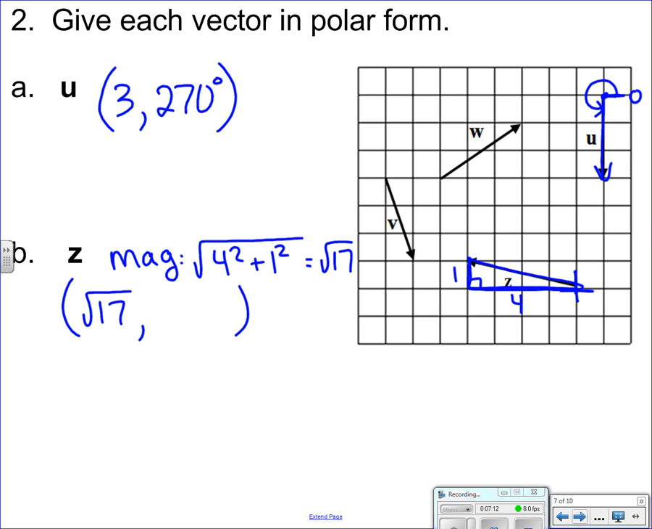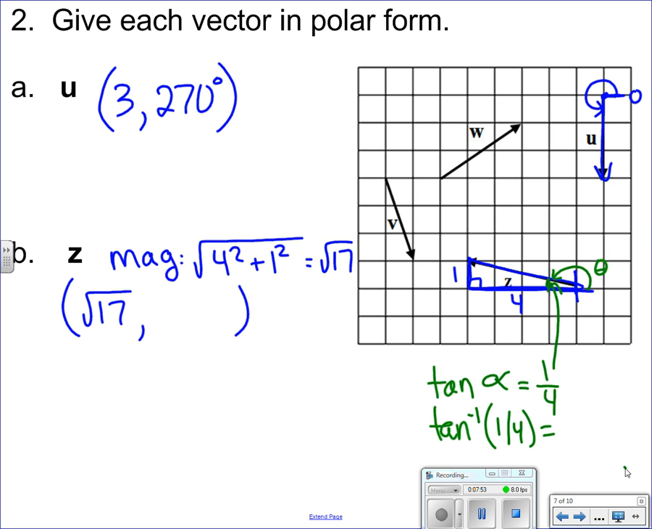Now I need to figure out the theta from 0. From 0, rotating around, I need to figure out that theta. So I need to figure out that small little angle in there. That small little angle, the tangent of that angle, I'm going to call it alpha. Alpha is just another Greek letter that we sometimes use for angles. The tangent of that is opposite over adjacent, so 1 over 4. So I do inverse tangent in my calculator to get what alpha is, and that ends up being 14.04.